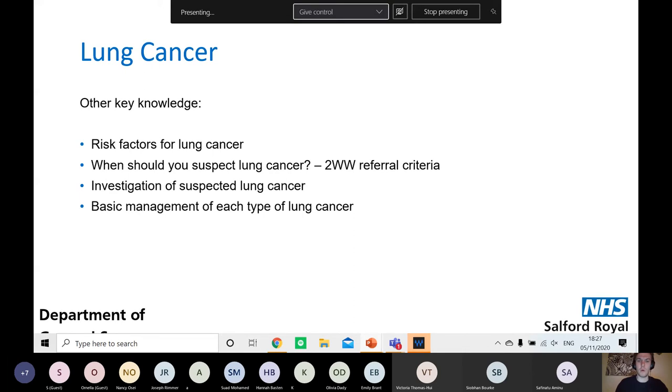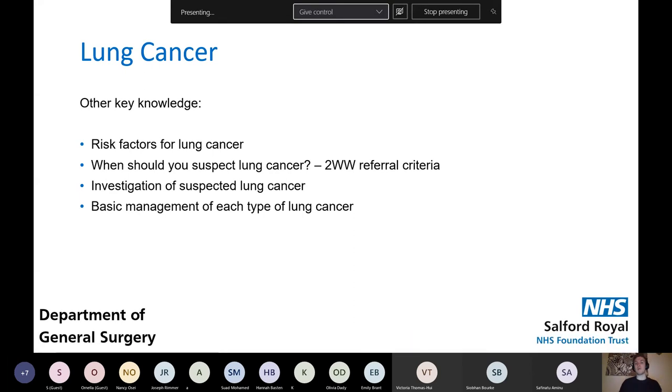Know about the 2-week wait referral criteria. So if somebody is coming in with weight loss, hemoptysis, has a smoking history, know about what things should prompt you to refer people down that 2-week wait pathway, because that's very testable in an exam.